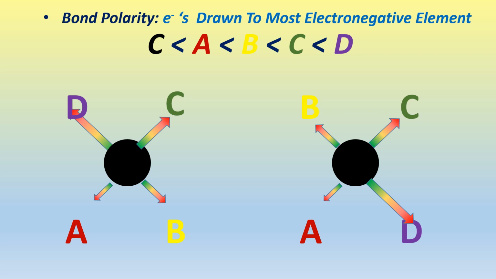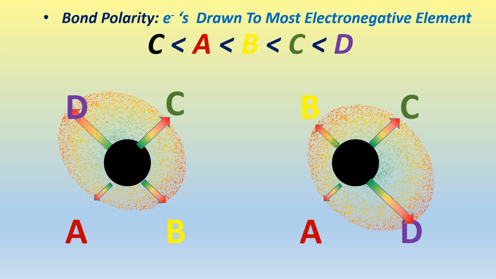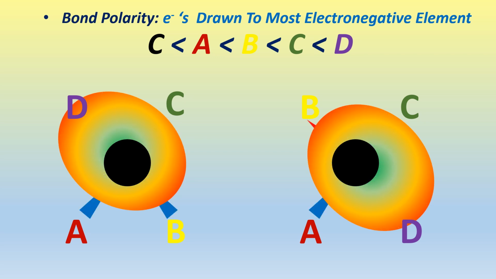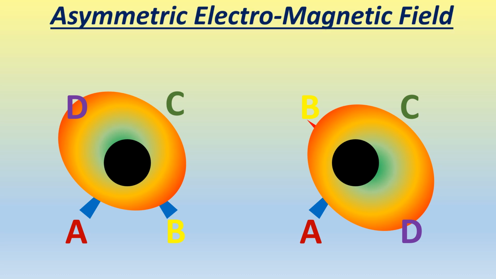What this disparity creates is an asymmetric electric field. In other words, the electrons surrounding the carbon are no longer evenly distributed. They're actually being pulled strongly to one side, towards the side of the constituent D in this case. This affects light in the following manner.